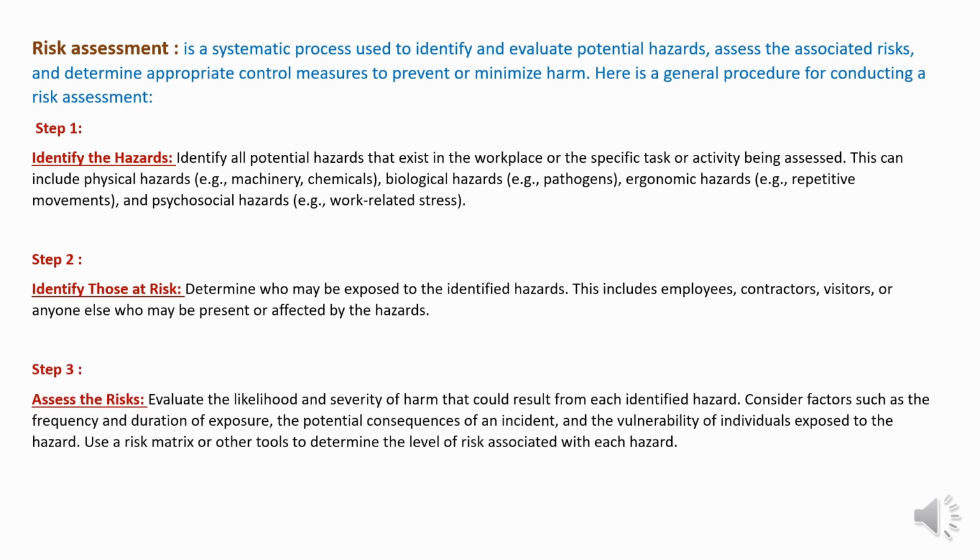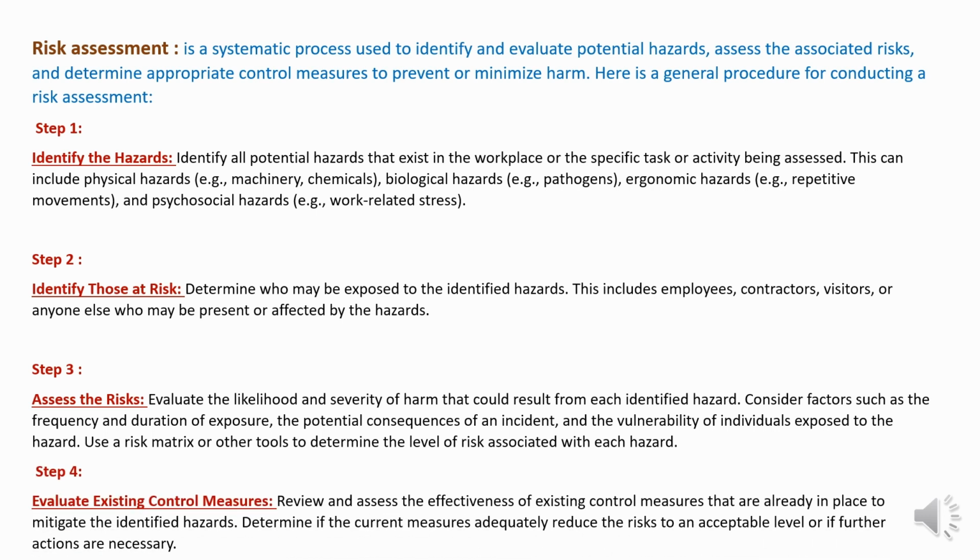Step 3 is assess the risks. We need to assess the naked risk first, without involving the controls or considering the existing controls. We need to evaluate the likelihood and severity of harm that could result from each identified hazard. Consider factors such as frequency and duration of exposure, the potential consequences of an incident, and the vulnerability of individuals exposed to the hazard. Use a risk matrix or other tools to determine the level of risk associated with each hazard.